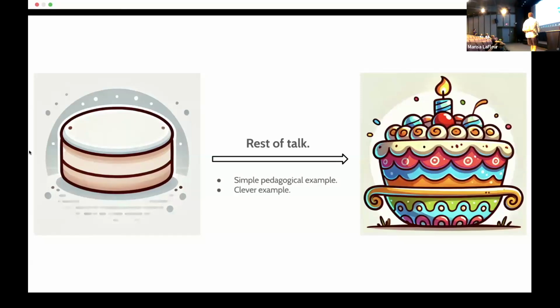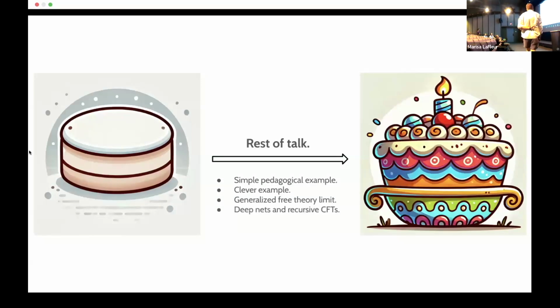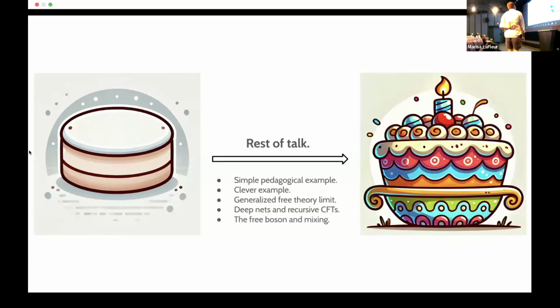So there's a simple pedagogical example. There's a clever example. There's a generalized free theory limit that I will take. I can then ask, what if I want to do this story with deep networks instead of a single-layer network? These first two will be single-layer networks. And what you find there is that you get recursive conformal fields with the CFT defined at every layer. Then we'll talk a little about the free boson and mixing. I only have 4 minutes left, so to really end on time, I'll tell you a little about these two examples. If you're interested in free limits, deep nets and recursive CFTs, or the free boson and mixing, I encourage you to ask me in the question section.